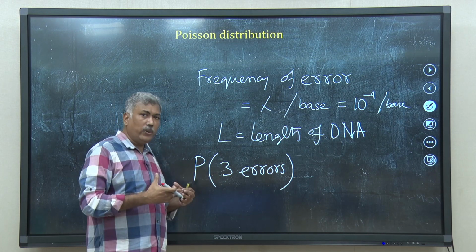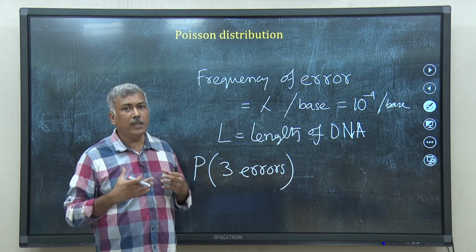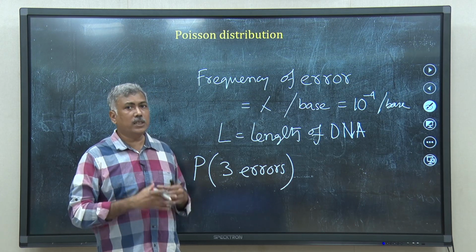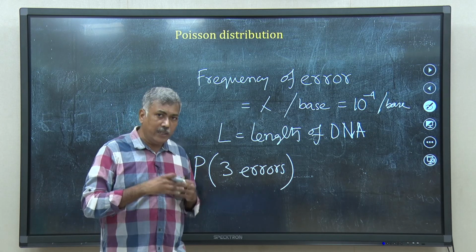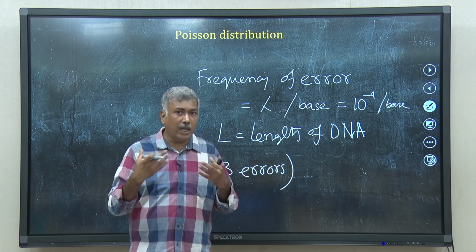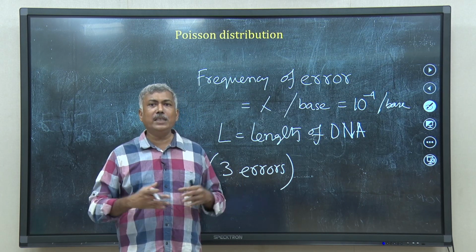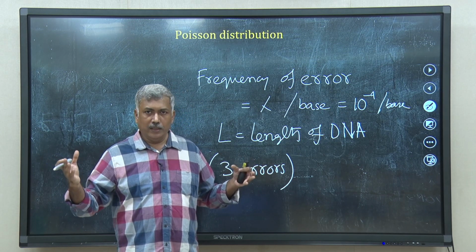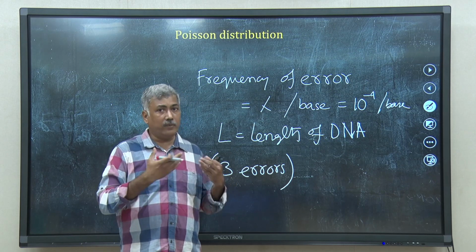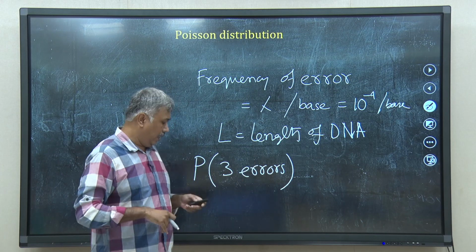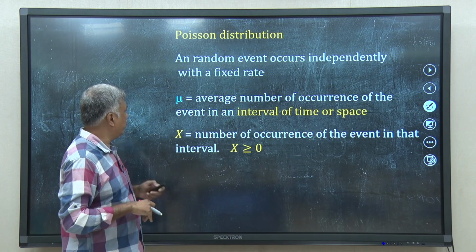To answer this question, we have to use the probability mass function of Poisson distribution, and Poisson distribution is a special case of binomial distribution, where the probability of success is very low and the number of trials is very big. Just like this one, the frequency of error is low, but the length of the DNA is very big. So, what is Poisson distribution? Let us look into that.